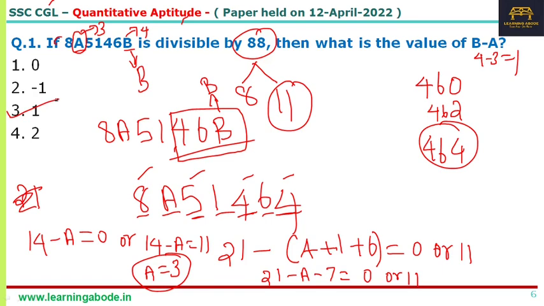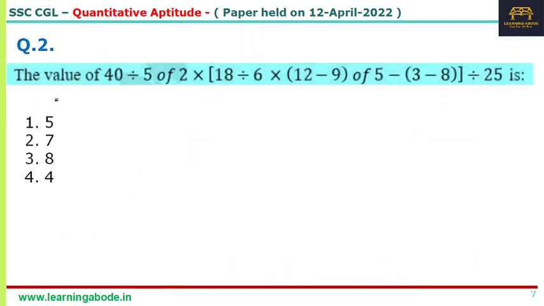So it's a question based on divisibility, for which we have to be aware of the divisibility rules for 8 and 11, and using that we can solve this question. Now to the second question. This is a simplification question, right?